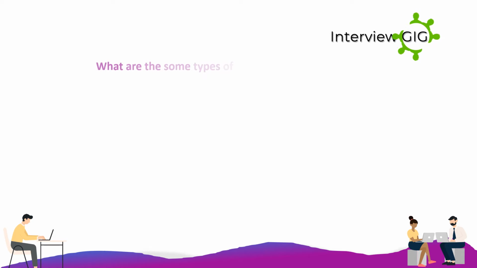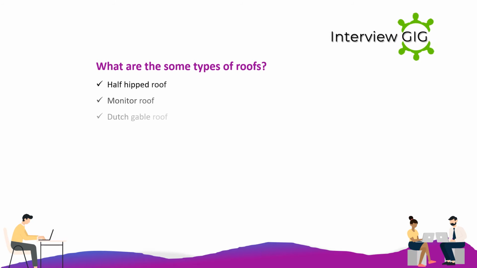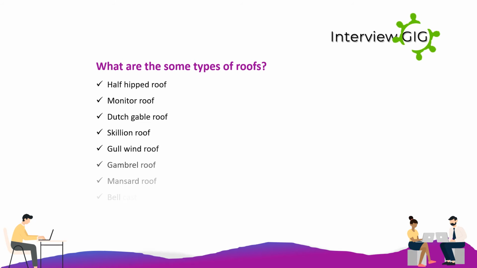What are some types of roofs? Half-hipped roof, monitor roof, Dutch gable roof, skillion roof, gull-wing roof, gambrel roof, mansard roof, bellcast roof, sawtooth roof, monitor roof.